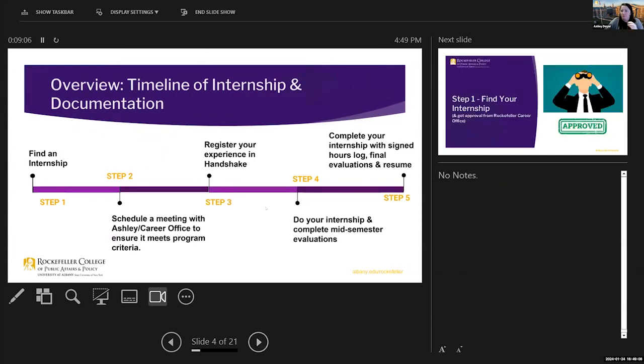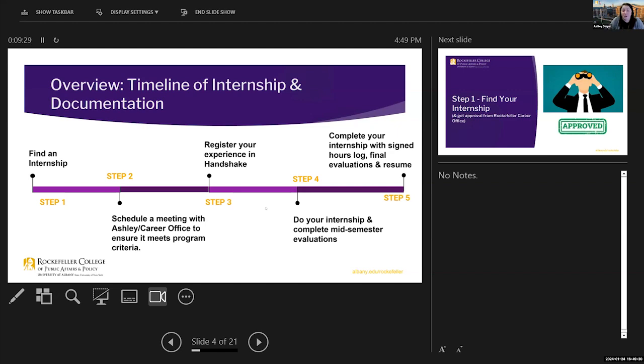So, timeline, kind of an overview of what you should be doing and expecting. Obviously, finding an internship is the first step, and there are several resources that you can utilize to do so. To clarify, this is not a presentation on strategies. I will discuss resources that you can access. This is more the focus of the process and the requirements, but finding that internship is the first step.